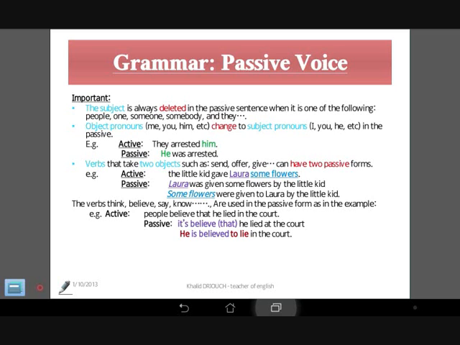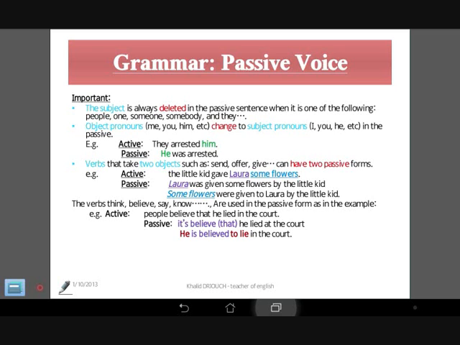Second important point, when we have an object pronoun like me, you, him, they change to subject pronouns like I, you, he in the passive form. Let's check an example together. In the active form we have, they arrested him. Him is an object pronoun. When we move it, it changes to he in the passive sentence and we get, he was arrested. Since we are talking about women, women also can be arrested, right? Don't you think so? So let's say we got an active sentence that says, they arrested her. Her is an object pronoun that is going to change to, she was arrested.